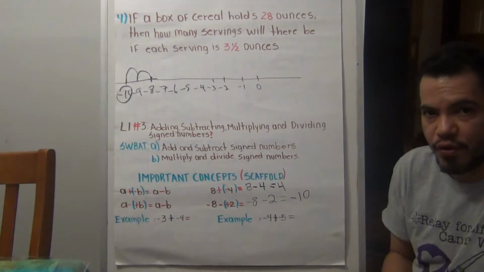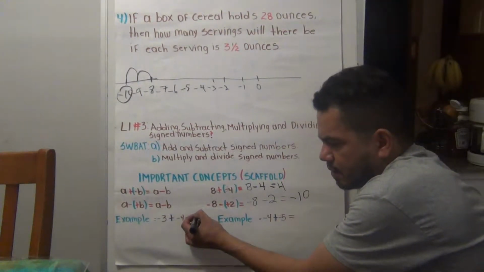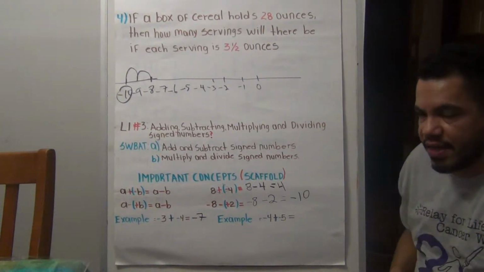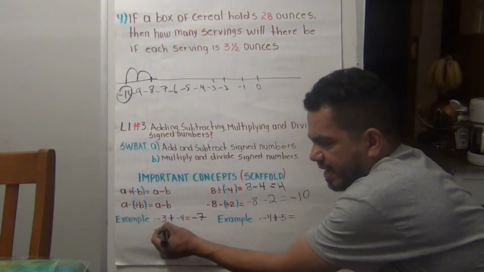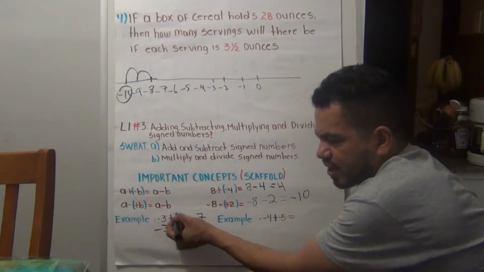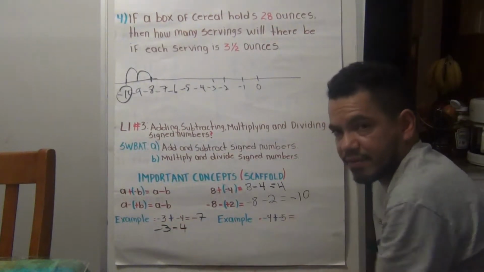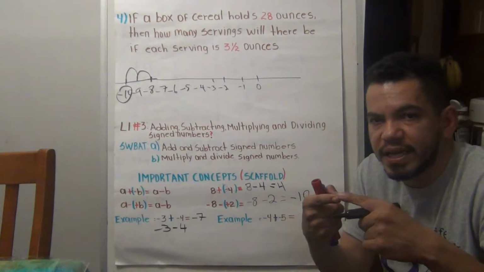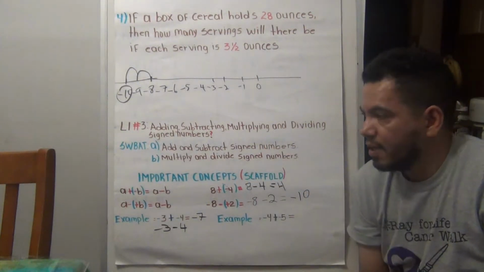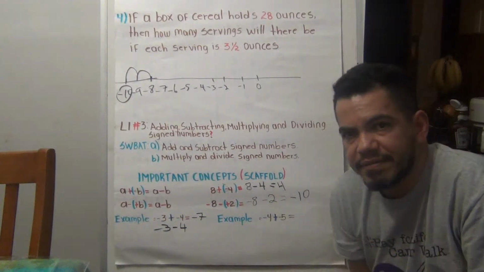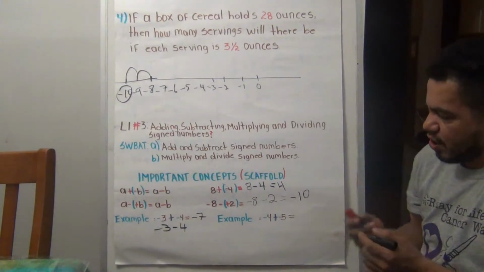Alright, so let's try this one. Negative 3 plus negative 4. If you're adding two negative numbers, remember, negative 3 plus negative 4 is the same thing as negative 3 minus 4. I hate to see two signs together, so I am going to multiply them. Positive times negative is negative, because when you have two different signs and you're multiplying them, your result is going to be negative. If you have the same sign multiplying, then it's going to be positive. Like negative times negative is positive. Positive times positive is positive. Okay?